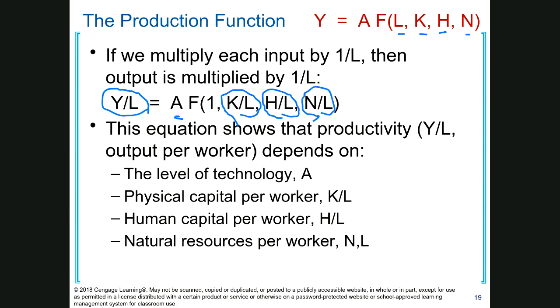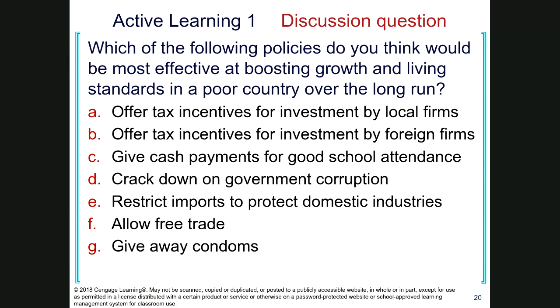This equation shows the productivity. That's why we just want to show it in a different way. Output per worker depends on what? On technology, on capital per labor, education per labor, natural resources per labor. Okay. Let's just discuss these questions here.